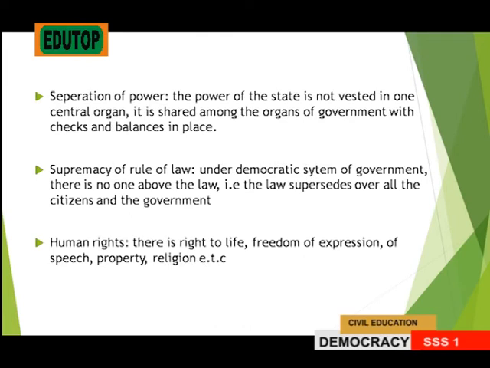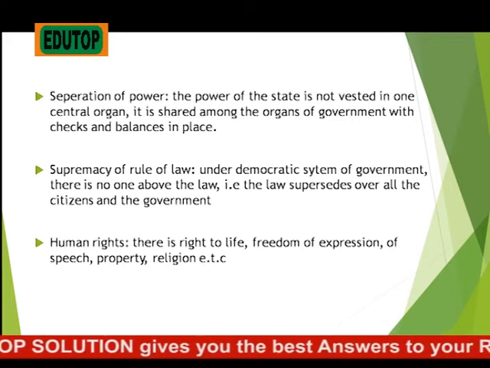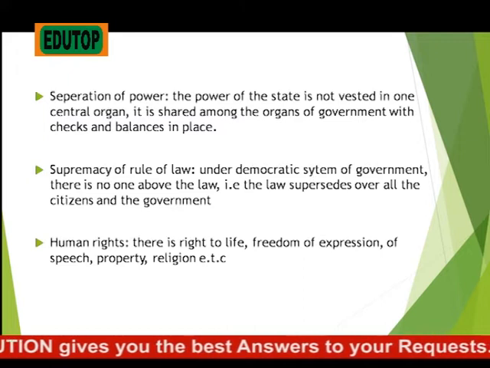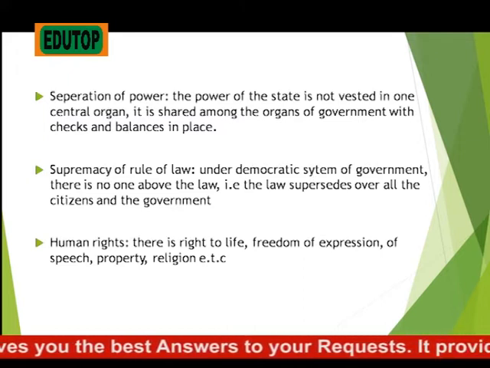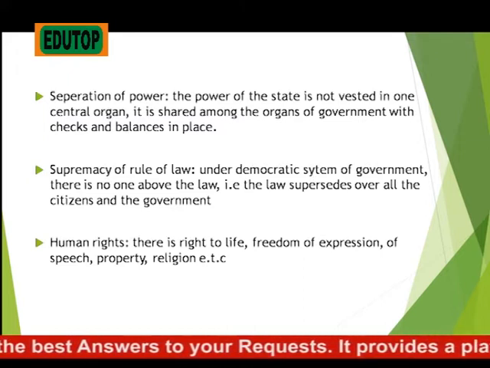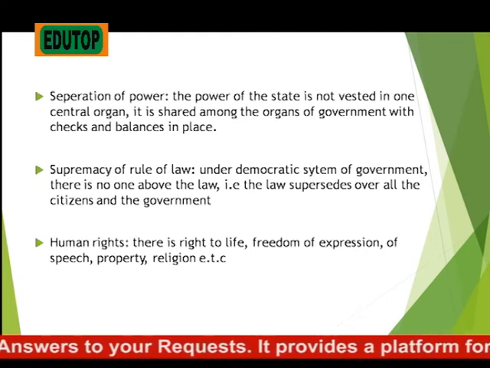Human rights. There is right to life, right to freedom of expression, freedom of speech, right to own your own property, right to associate with different associations, right to choose your own religion. Every individual in the democratic society enjoys these basic or fundamental human rights.